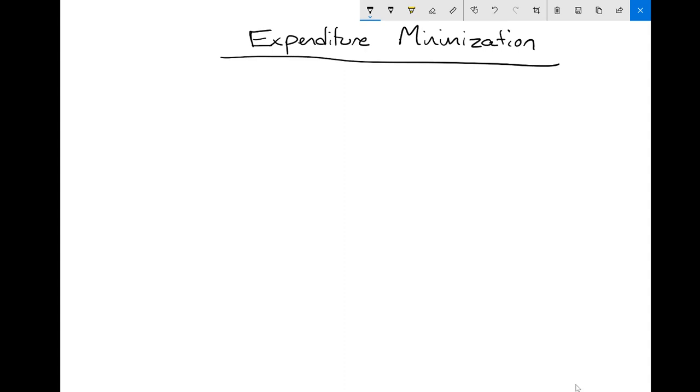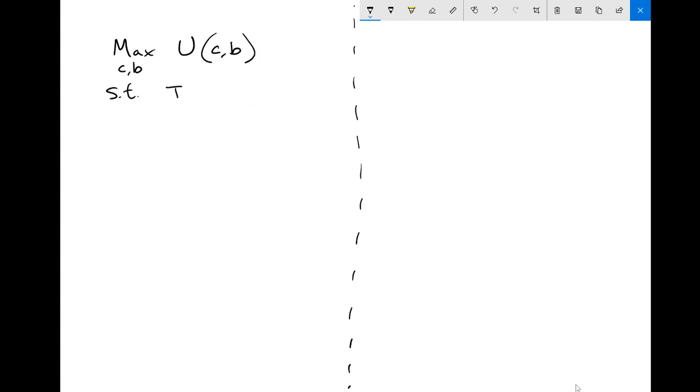Let's jump right in. What I'm going to do is separate this screen into two halves, and I'm going to show you two sides of the same coin. So first, let's just remember utility maximization. Remember, what we wanted to do is find the values of C and B that would maximize our utility subject to a budget constraint.